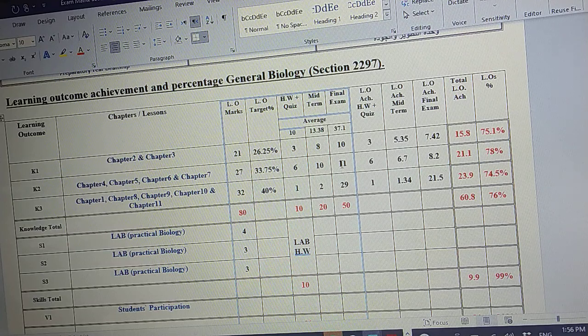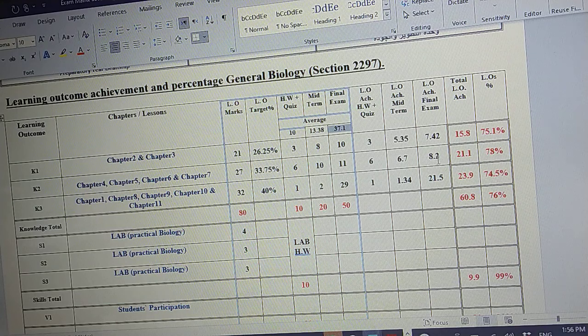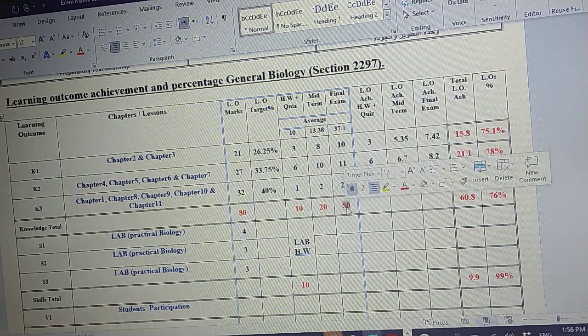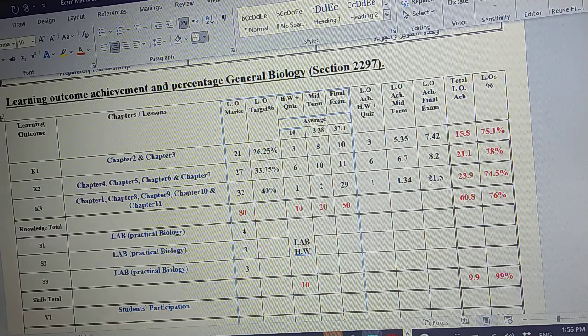For K2, it is 11. It will be 11 divided by 50 times 37.1. It will be equal to 8.2. Also, for the K3 in the final exam, it will be 29 divided by 50 times 37.1, and it will be equal to 21.5. So the students in K3 for the final exam achieved 21.5 marks out of 29 marks.